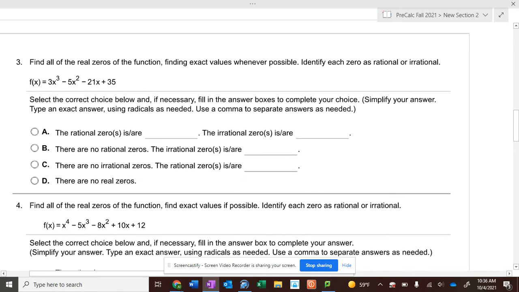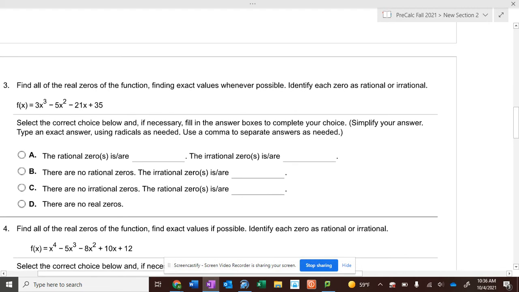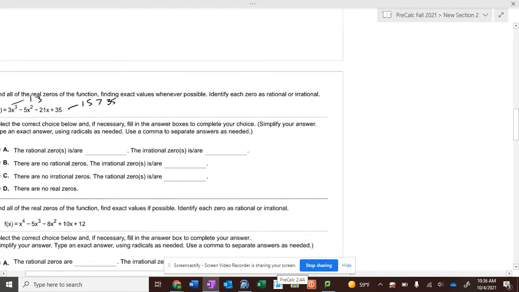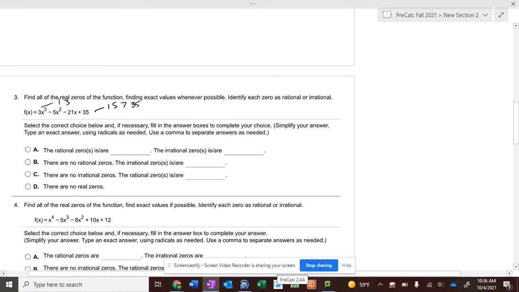Now, we're told to find the rational zeros, and this time we got to figure them out ourselves, not have multiple choice to help us out. Okay? So what are the possible rational zeros for this? Well, for 35, it's 1, 5, 7, and 35, right? For 3, it's 1 and 3. So generally, when we're doing this, you always try 1 first. So it kind of sets up where you're at.